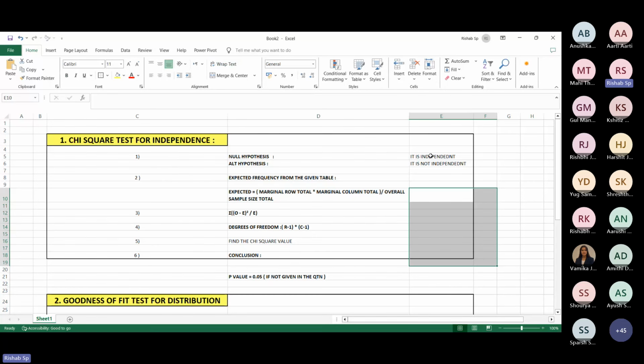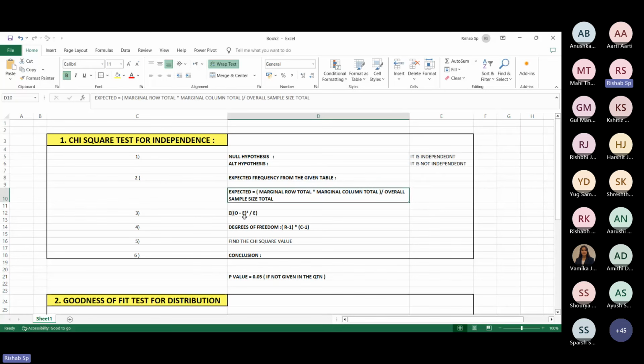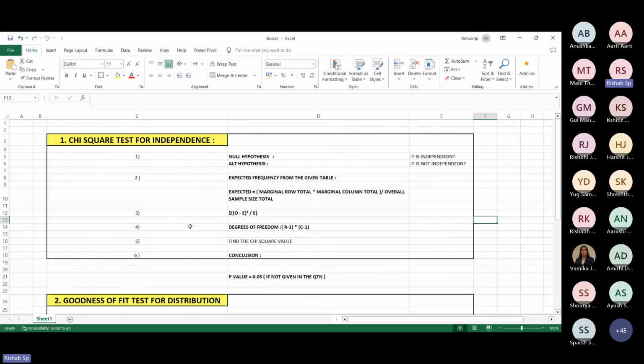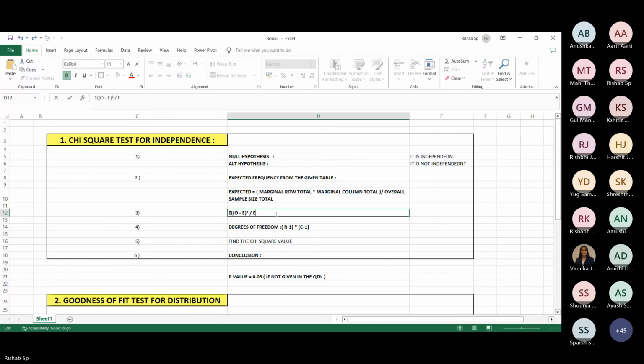So we currently have two tables: one is the observed frequency, the second is the expected frequency. In step 3, we take each value, observed value minus expected value, whole square, divided by expected value. We use this equation and sum up all the values. In step 4, from here we get a value. Let's assume we get XYZ.